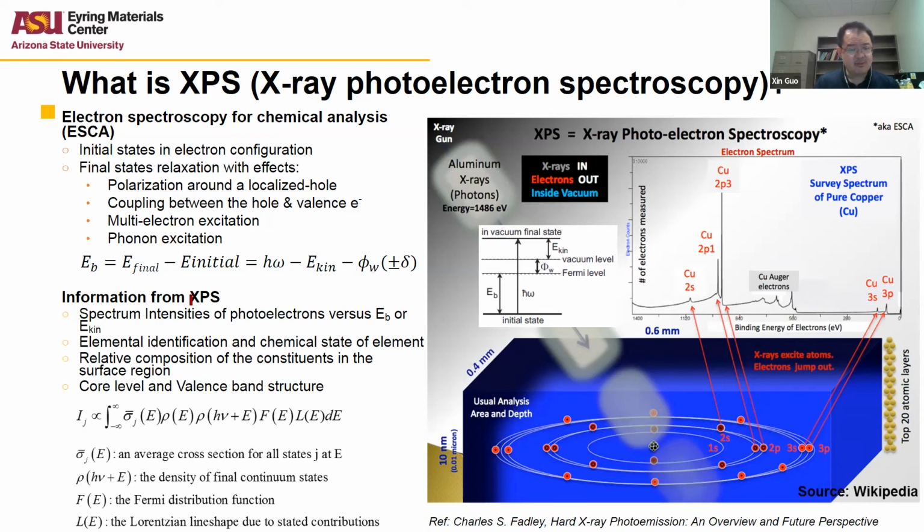After knowing how to do the chemical analysis, what kind of information can we obtain from XPS? In general, we obtain a spectrum like this. This is the intensity of the photoelectrons versus either the binding energy or the kinetic energy. We can identify the elemental information directly according to the specific binding energy level that is characteristic to the specific element. We can also find out the chemical state of this element by doing a high resolution scan. We can calculate the relative composition of the constituents within the surface region. And we can also find out the core level and valence band structure.